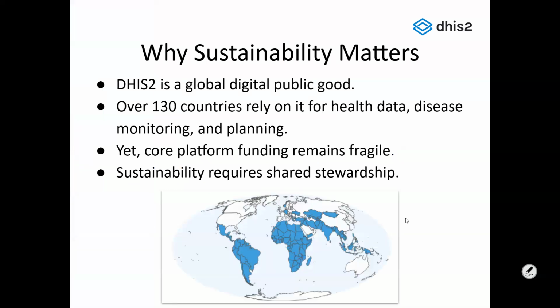So why does sustainability matter? DHIS2 is a digital global public good. You hear this all the time, but what does it actually mean? It means that we are non-rivalrous, meaning that you cannot prevent anyone else from using DHIS2, and we cannot prevent anyone else from using DHIS2. It is non-exclusive, meaning that anyone who wants to access it can access it at any time, the code, the actual platform. There are no barriers to access to the code, no barriers to access to the resources, no barriers to access to our documentation. It is out there, publicly available. It is a good for the world.